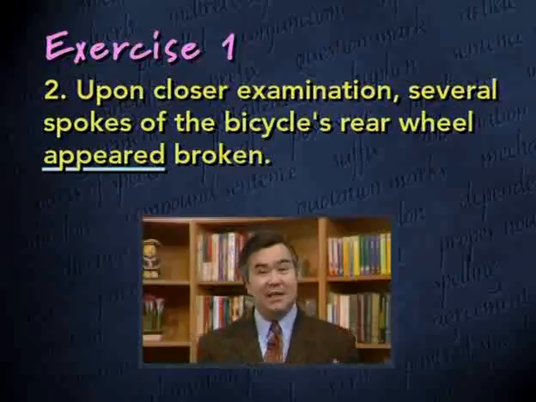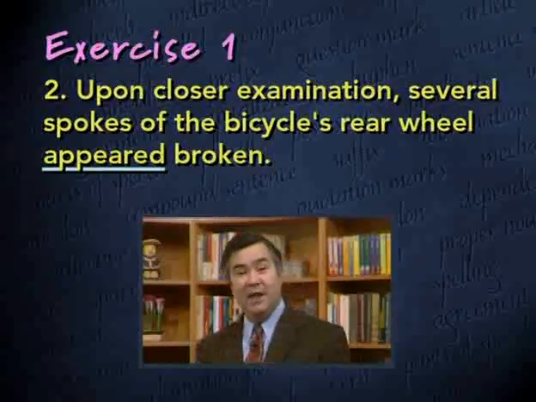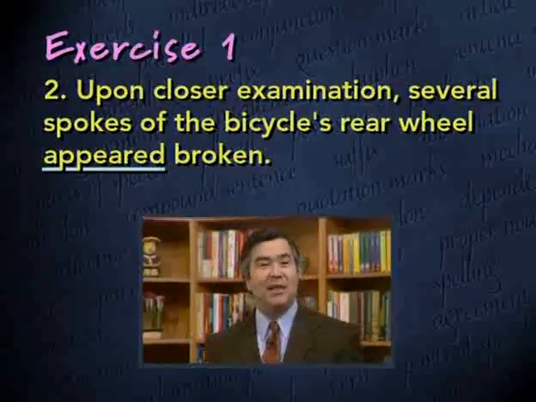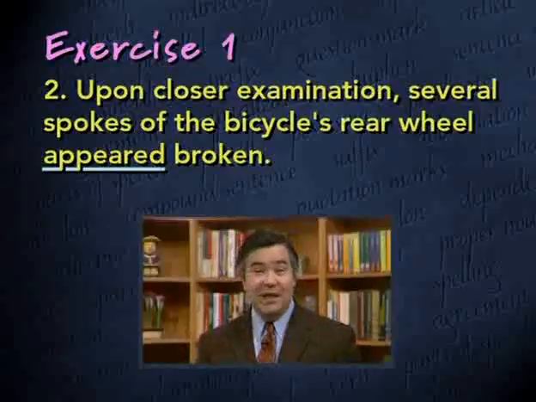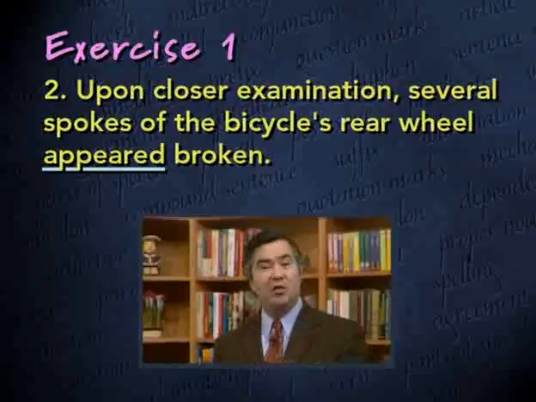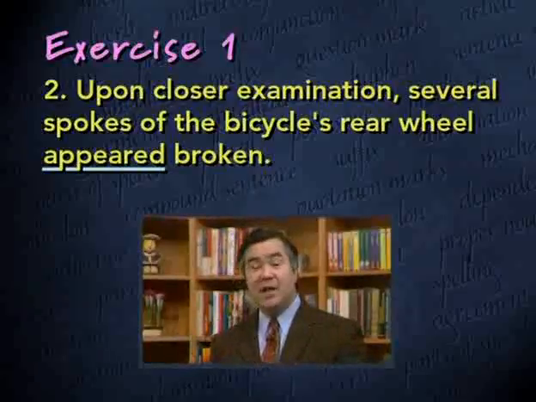Now, in this case, is appeared being used as a verb of action or a verb of being? Well, it's being used as a verb of being because it's not telling us something that the spokes did. It's telling us something that the spokes were. Namely, they were broken. The word appeared is being used almost as the equivalent of the verb to be. And the two things are being linked.